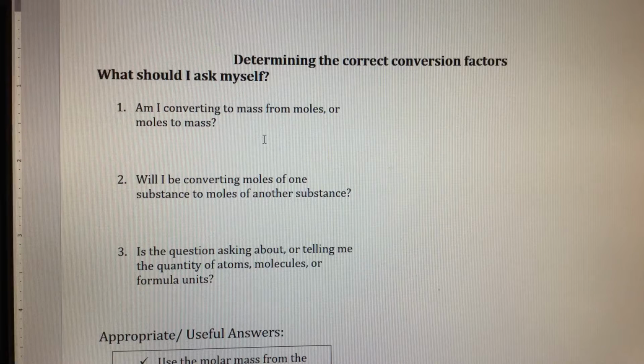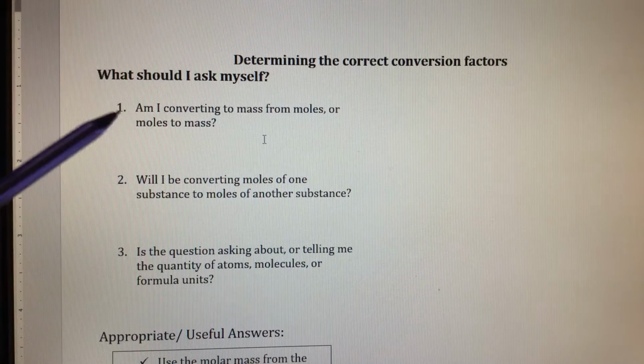This is your lesson on determining the correct conversion factors that you need when you're trying to determine how much mass is going to be created from a reaction, or whether you're converting something from moles of something to moles of something else. So when you read the question, you're going to have to ask yourself three possible questions. There's three possible choices that you have.